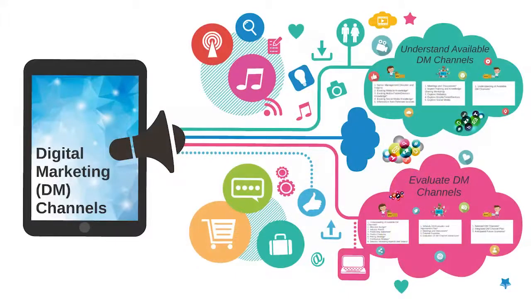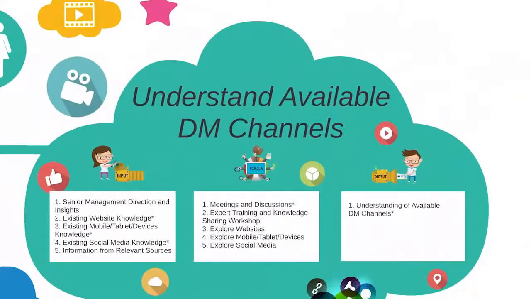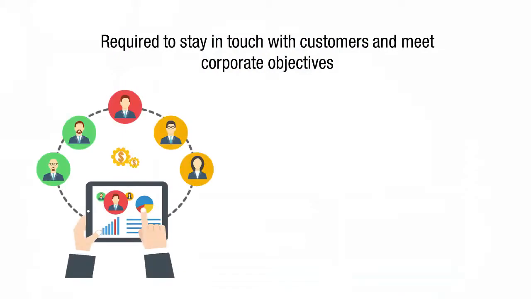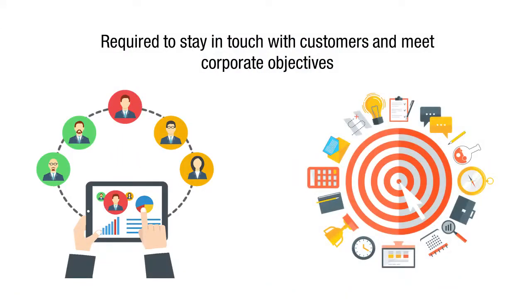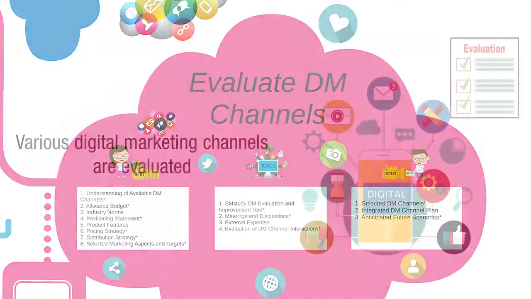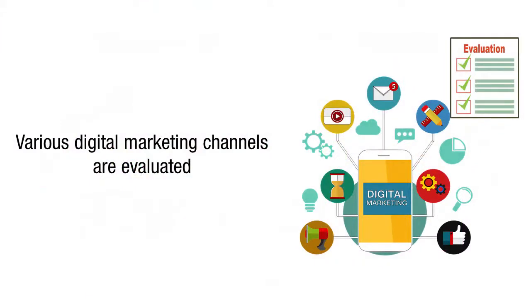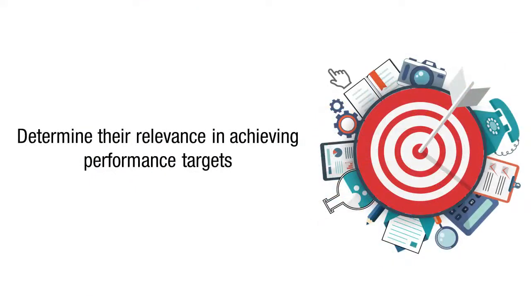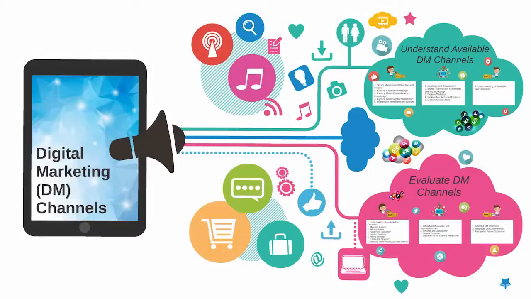The processes described in this chapter are: Understand Available DM Channels. In this process, various digital marketing channels that an organization may use to stay in touch with their customers and meet their corporate objectives are explored. Evaluate DM Channels. In this process, various digital marketing channels are evaluated to determine their relevance and effectiveness in achieving previously determined performance targets for digital marketing. This figure provides an overview of the following two processes in this chapter.